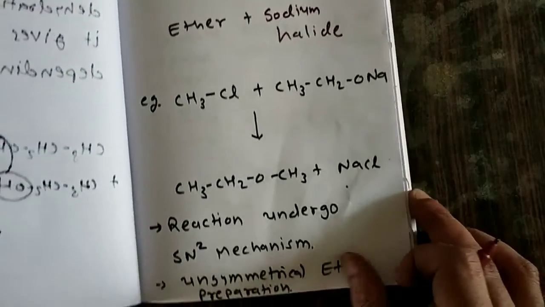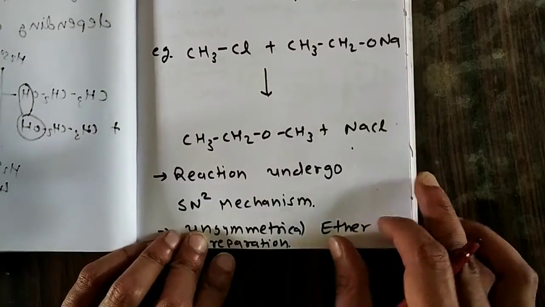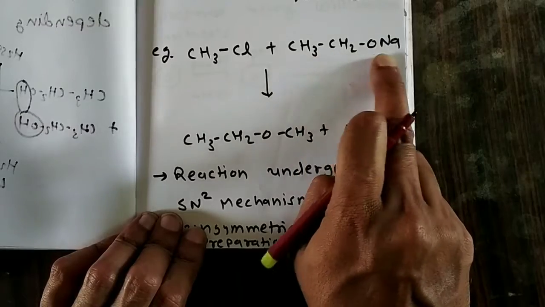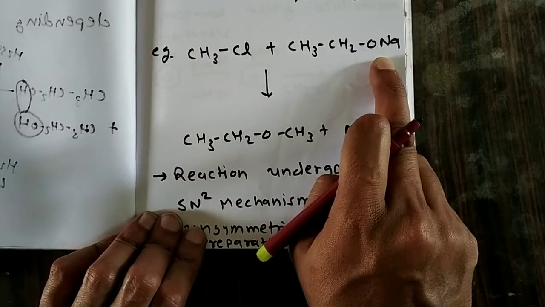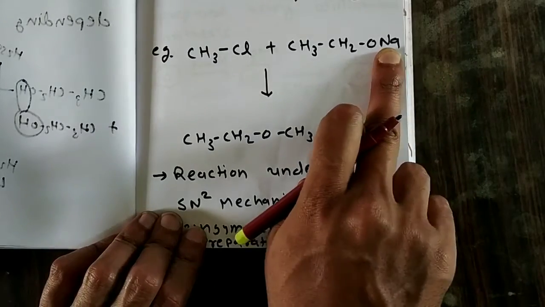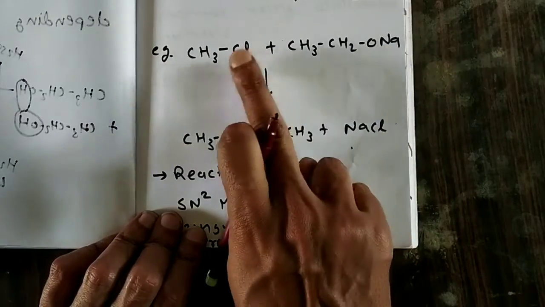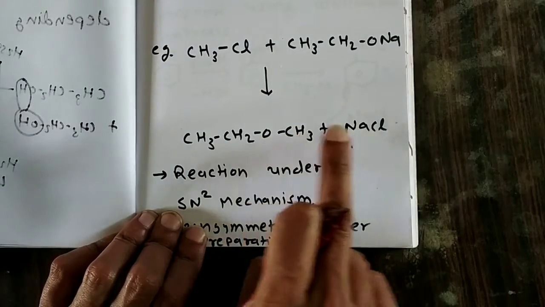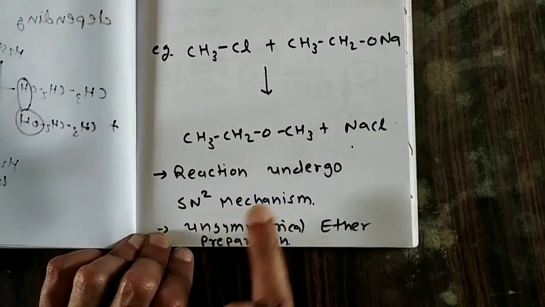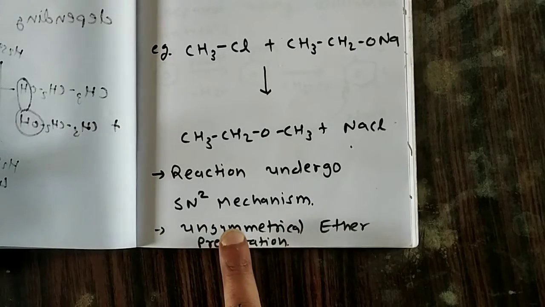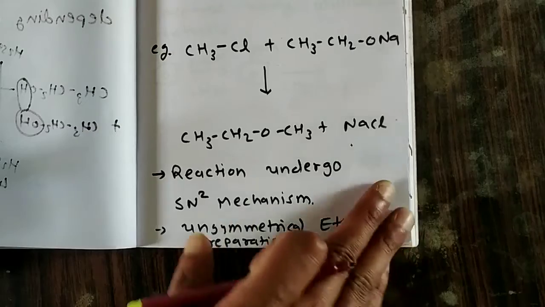Now coming back to the reaction, you can see we have alkyl halide and sodium alkoxide. They both will react together. What you have to do? Just remove NaCl. So you will get ether and NaCl. Now this reaction undergoes SN2 mechanism and we can prepare unsymmetrical ether.